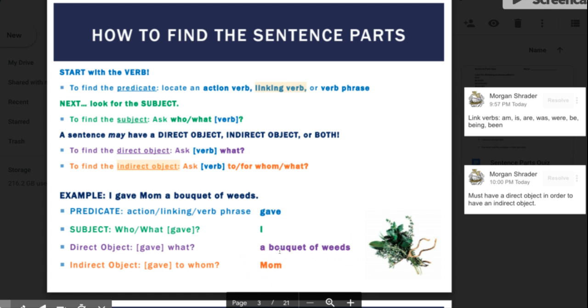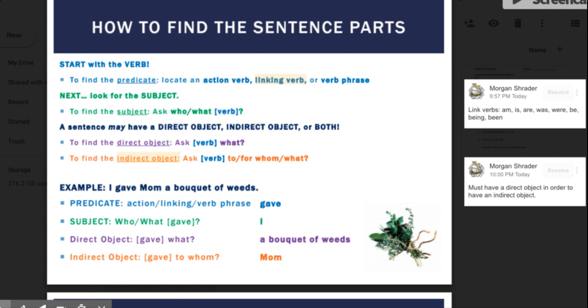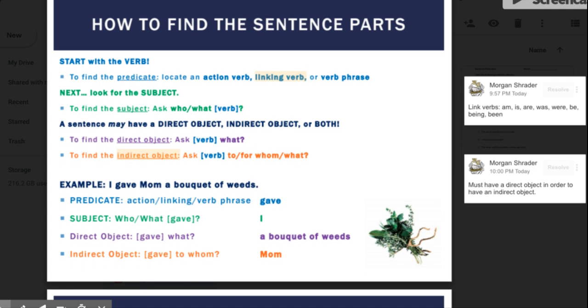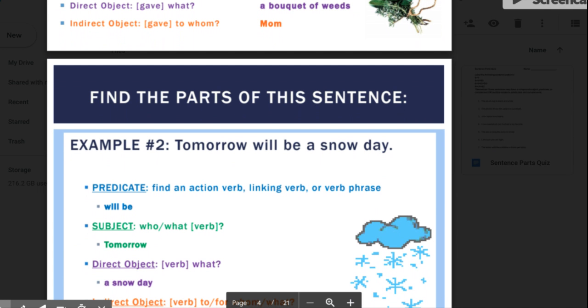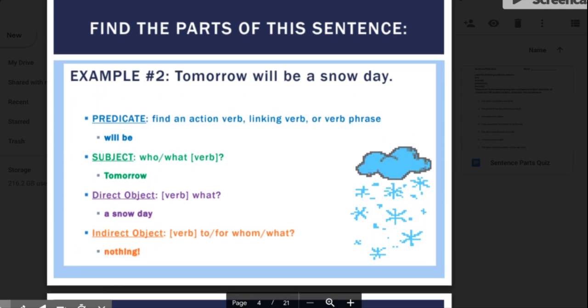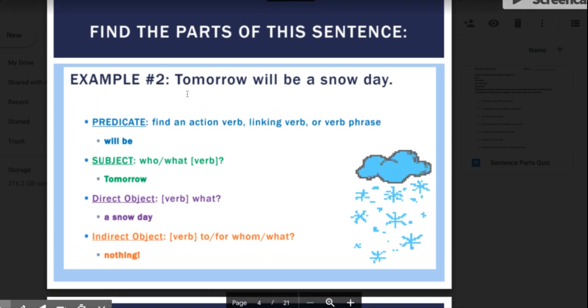All right, once we understand this basis, we can look at different types of sentences that we're going to create using these different pieces. So we're going to look at sentence patterns. Let's look at a few more examples before we go on. This is not in your notes, but just pay attention.